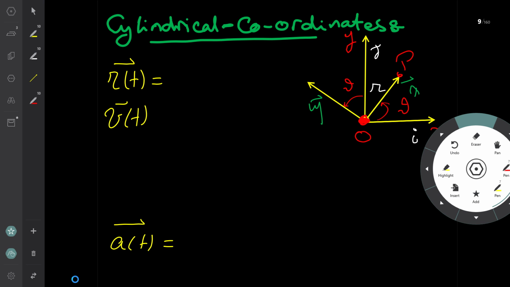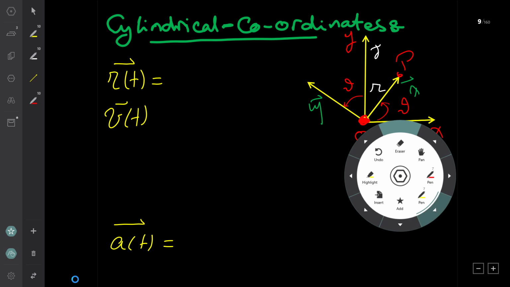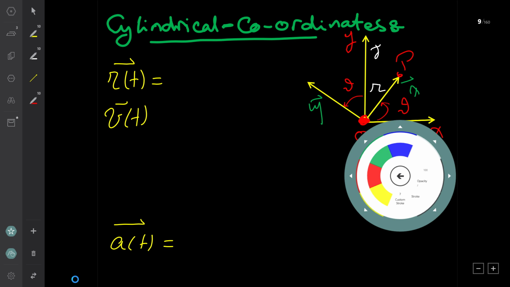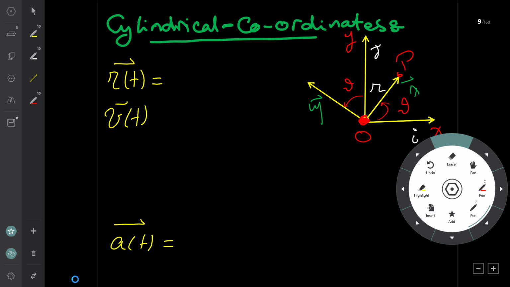Cylindrical coordinates. In order to understand cylindrical coordinates, you need basic knowledge about calculus, and I'm assuming you're familiar with it. So let's start. In order to understand cylindrical coordinates, we need to fix some parameters. Okay, r is the distance between the origin and the physical point P.